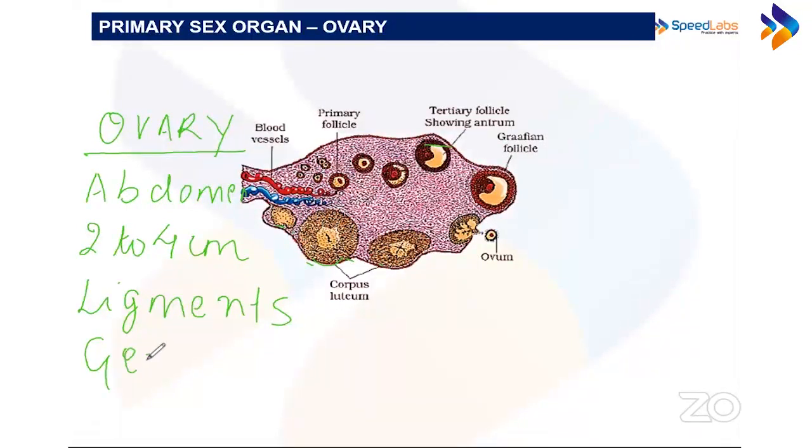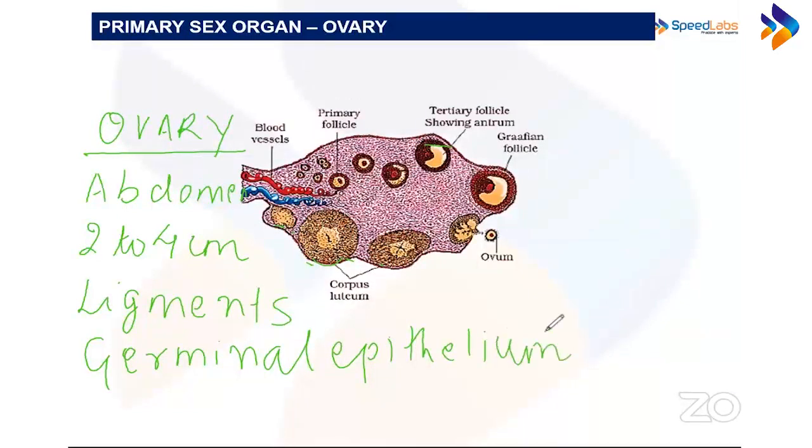ओवरी के लाइनिंग को क्या बोलते हैं? We call it germinal epithelium. We are doing some important points about ovary.